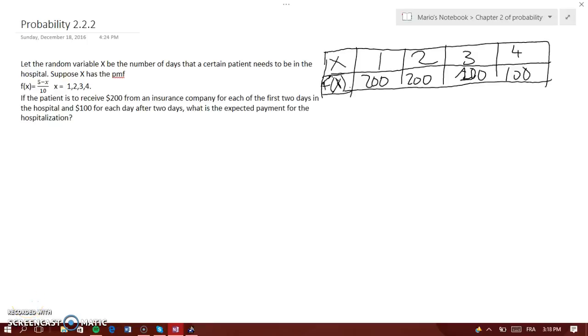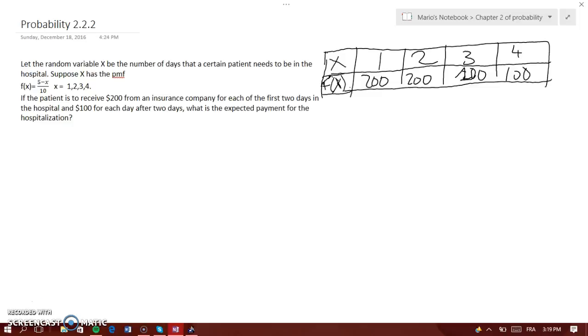Okay, everyone, it says: let the random variable x be the number of days that a certain patient needs to be in the hospital. Suppose x has the PMF given right here. If the patient is to receive $200 from an insurance company for each of the first 2 days in the hospital and $100 for each day after 2 days, what is the expected payment for the hospitalization?